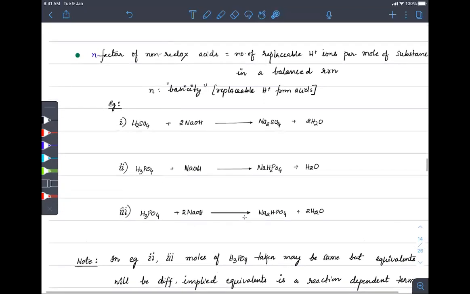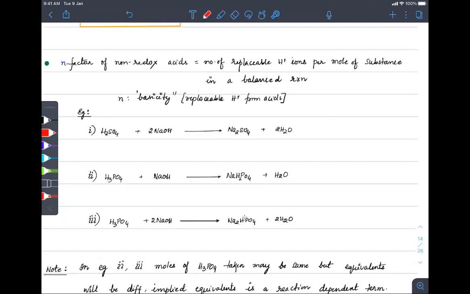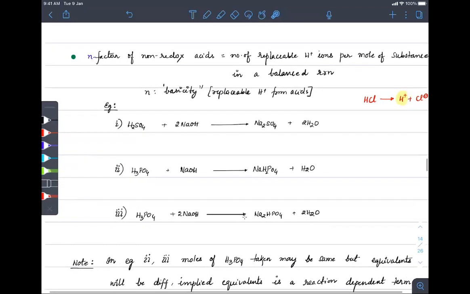Now, how do we calculate N factor for acids? For acids, we always check how many replaceable H plus are present. For instance, if we take HCl, we know that HCl will always give one H plus and Cl minus. So the number of H plus it is giving will become its N factor. If it is giving one H plus, we say the N factor of HCl is 1. If it is H2SO4, we say the N factor is 2. If it is H3PO4, we say N factor is 3. Generally, that is how we will say it.